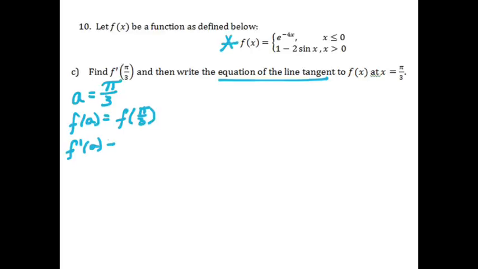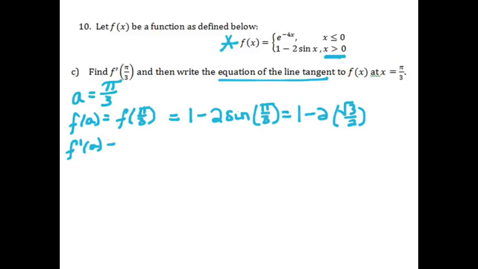And I need to choose which piece to use here. Pi over 3, is it less than 0 or greater than 0? Well, of course, that's a positive number, so that's greater than 0. So I'm going to sub into the second piece. That's going to be equal to 1 minus 2 times the sine of pi over 3, which is square root of 3 over 2. And those 2's will divide out, and I'm left with 1 minus the square root of 3. So I have my f of a value.